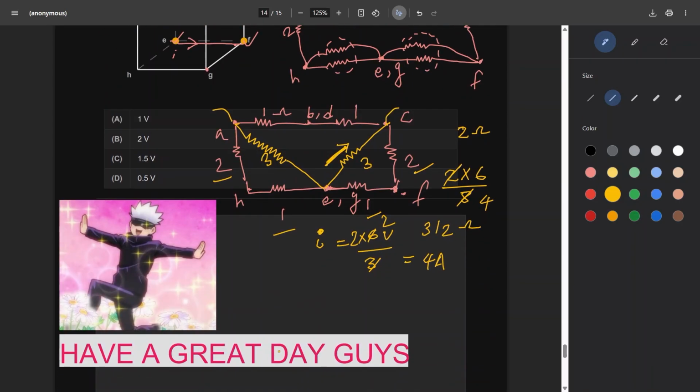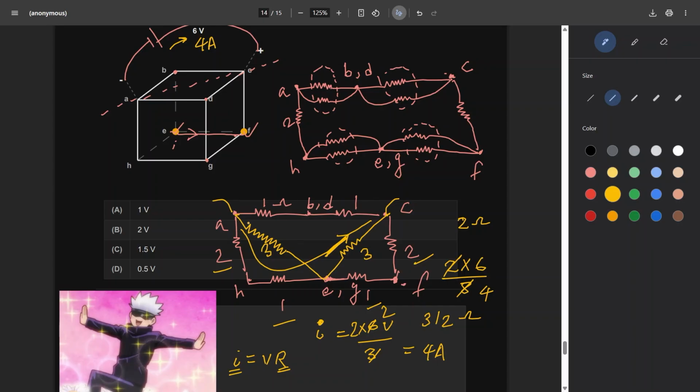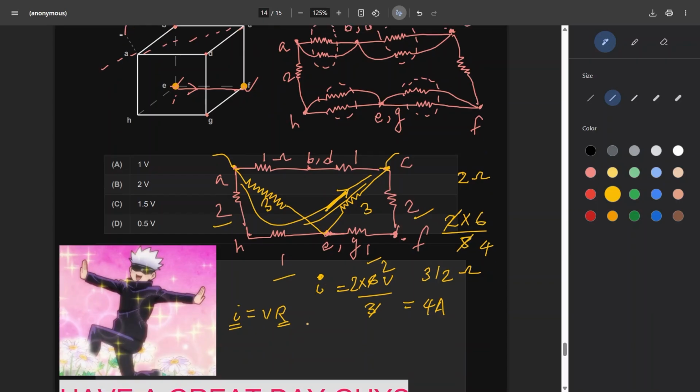So for this what we can do is find the current across this whole branch. I is V by R, so I is proportional to 1/R since V is constant. We can just see that there is 6 volts across A and C. So across this path, the total path in yellow, there will also be 6 volts. So the current will be 6 volts by 6 ohms, which is 1 ampere.